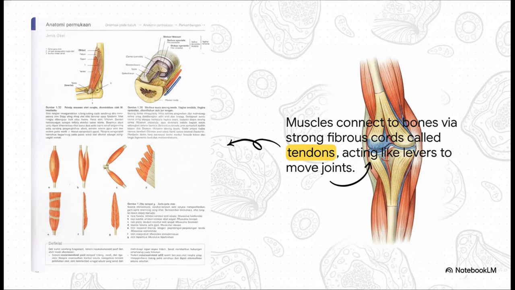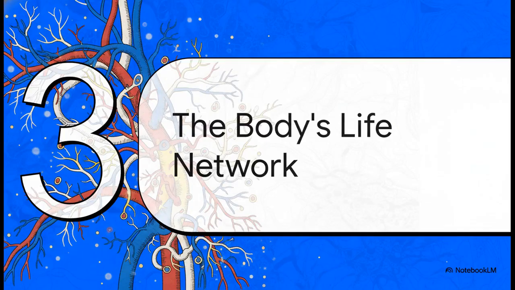You can see how the muscle fibers all come together into this super tough rope-like tendon, and that's what anchors onto the bone. So when the muscle shortens, when it contracts, it yanks on that tendon, the tendon yanks on the bone, and boom, you get movement. It's a simple, elegant, and incredibly effective lever system.